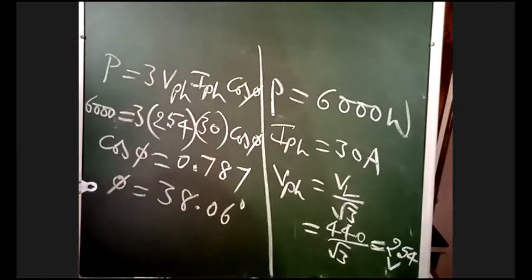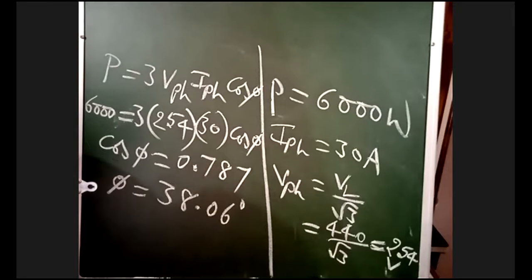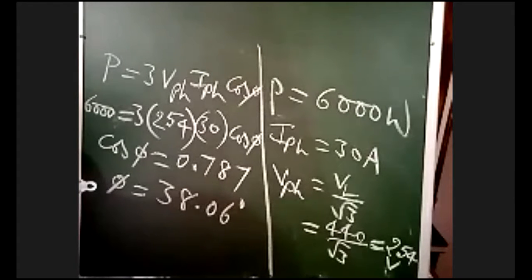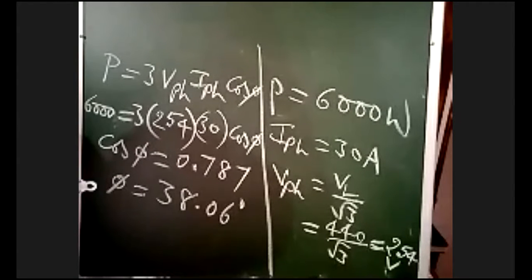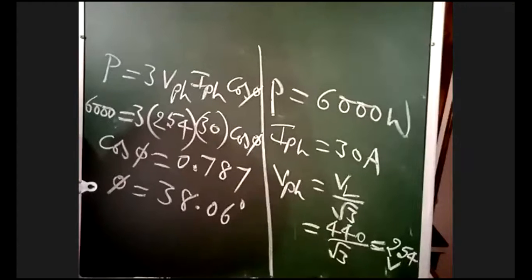So verify it. So cos phi is 0.026. Sir, cos phi is 0.026. No, it is wrong. 0.787 you will get.